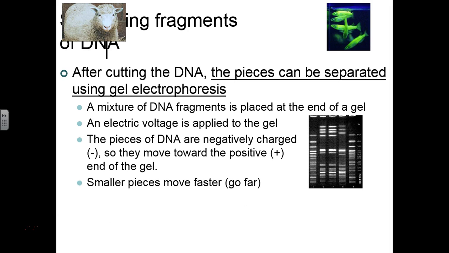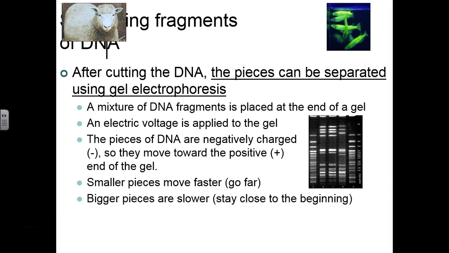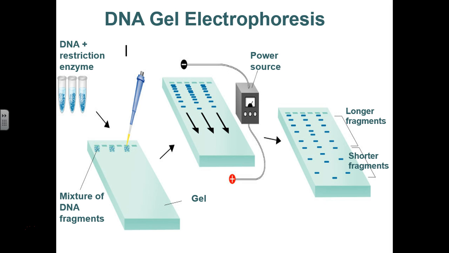Smaller pieces move faster. They can actually move through the pores of the gel faster, so they go further. The bigger pieces are slower. So the bigger they are, the slower they move. And so this DNA that's in these vials is put in with a pipette into these different sections of the gel, and then electricity is turned on.